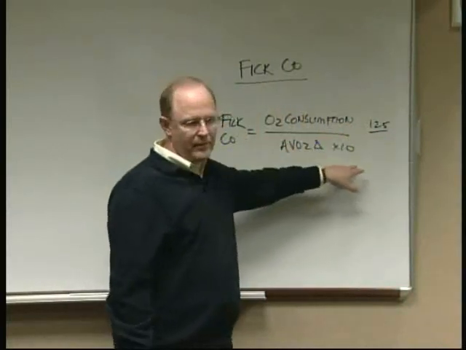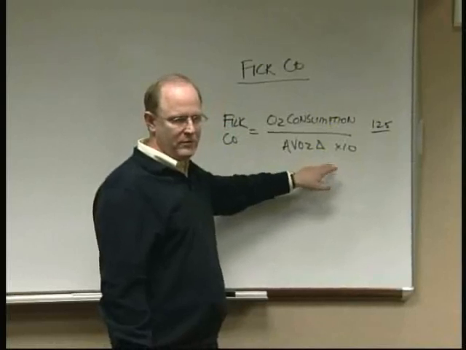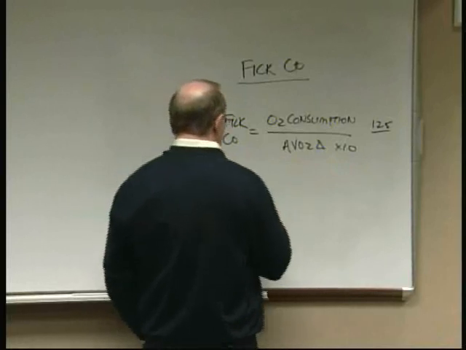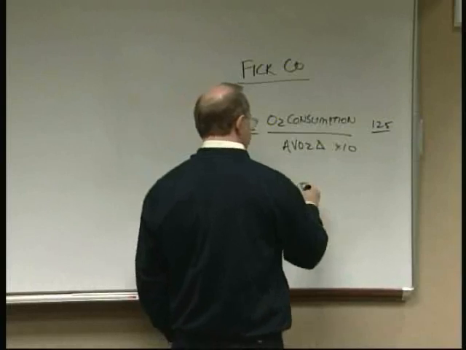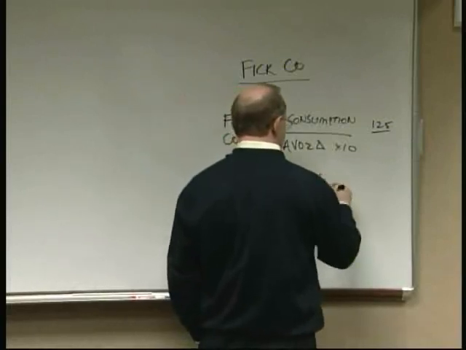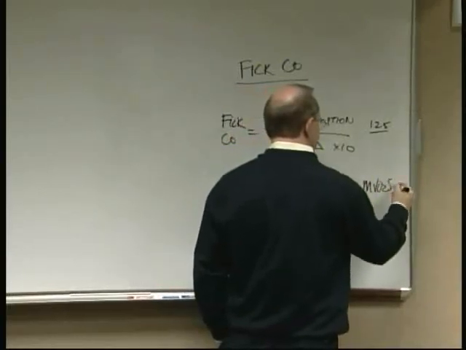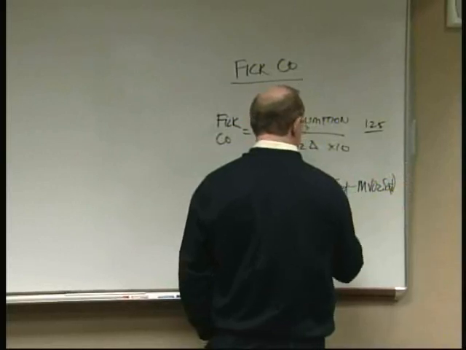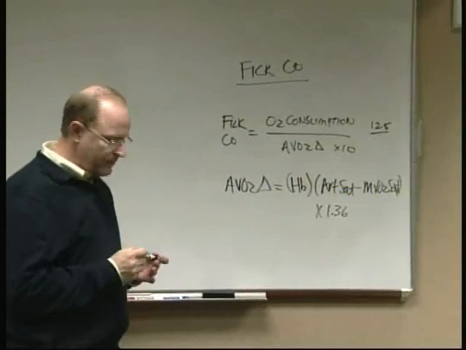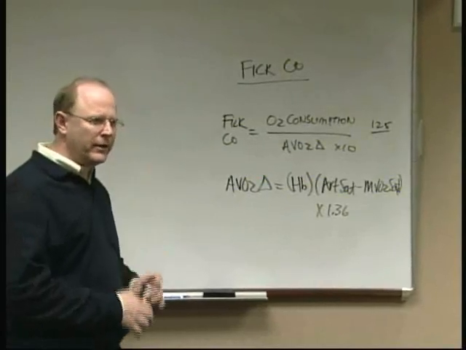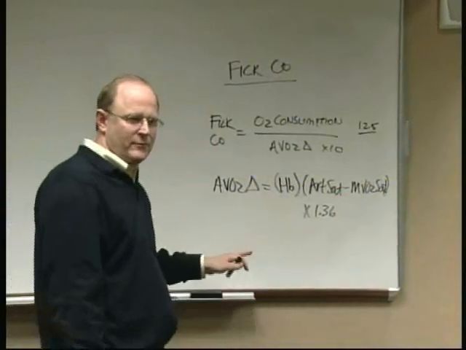But I want to focus on the denominator. This is where I really want to spend my time talking about this. What is AVO2 difference? Okay. AVO2 difference equals hemoglobin times arterial sat minus mixed venous O2 sat times 1.36. That's probably a formula worth memorizing. This is going to bail you out sometimes. And there's some logic to this. We'll go through this here.